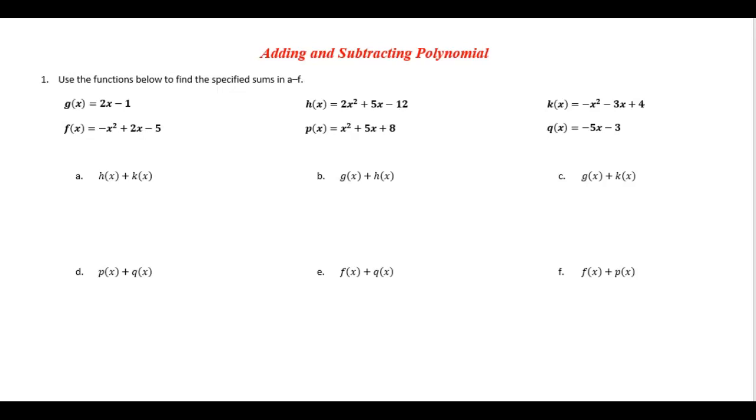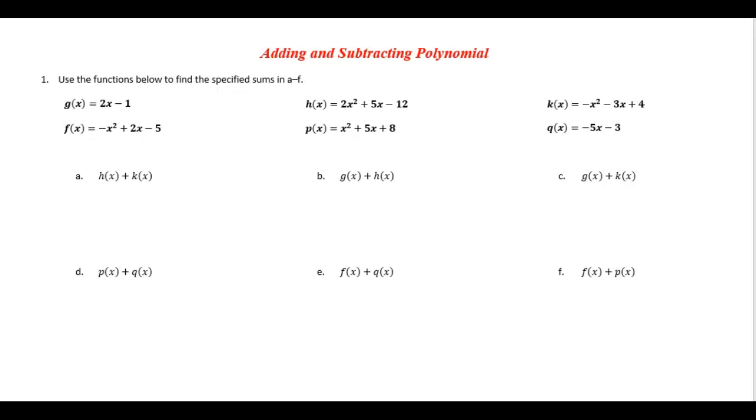In this video, we will be adding and subtracting polynomials. Now, adding and subtracting polynomials is just as easy as adding and subtracting numbers. Just like when we say 2 plus 3 is 5, 5 plus 7 is 12, it's the same thing as adding polynomials. The only difference is you have to remember to combine like terms. You can only add like terms. You can only subtract like terms.